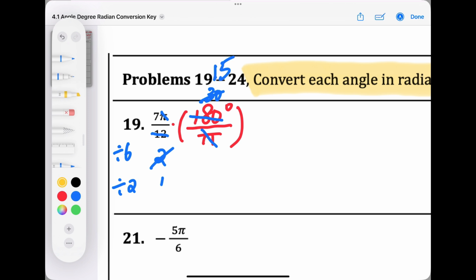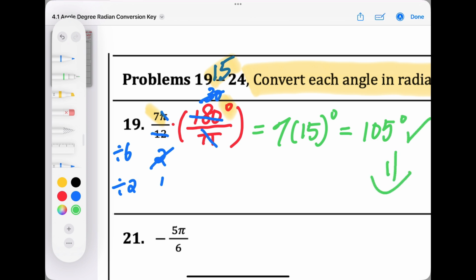So activate your eagle eye. What do you left? You got 7 left, 15 left, and the degree, right? So when you do the housekeeping, what you see is what you got. You got 7 times 15 degree. And yes, indeed, can we do mental math? 7 times 15, that is 105 degree. So believe in yourself. What you see is what you got, okay?